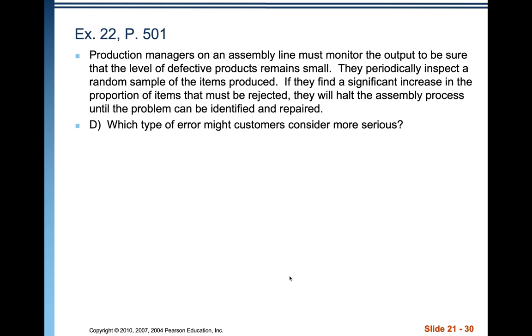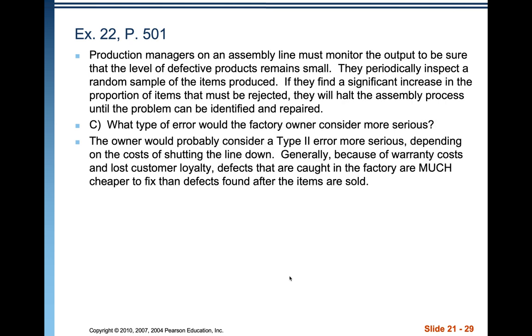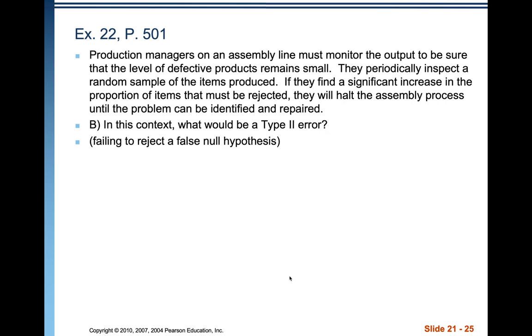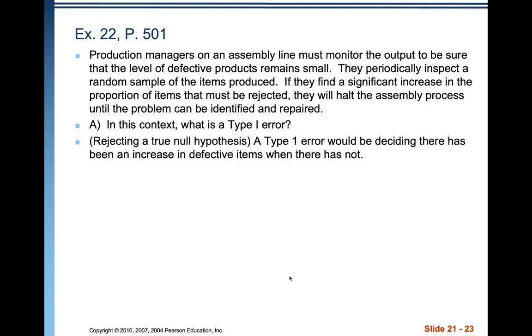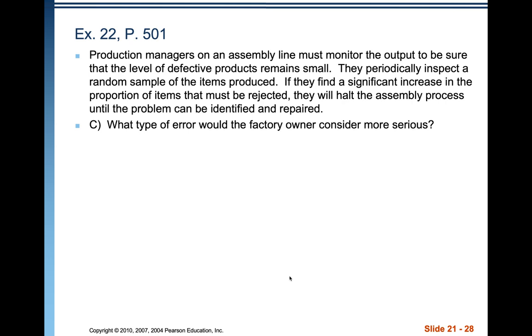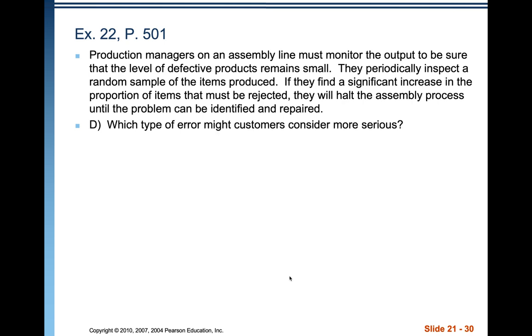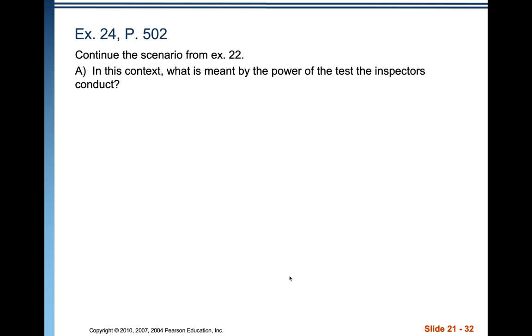Which type of error might customers consider more serious? The customers would actually probably be in agreement here and consider a type 2 error more serious. Nobody wants to get a defective product. So, unless it's just extremely expensive to shut down the line when it didn't need to, like in a type 1 error, it seems like in this situation, if they're trying to figure out, when we set this test up, do we want to minimize type 1 or type 2 error? They would be in agreement with their customers that type 2 error should be the one that's minimized.